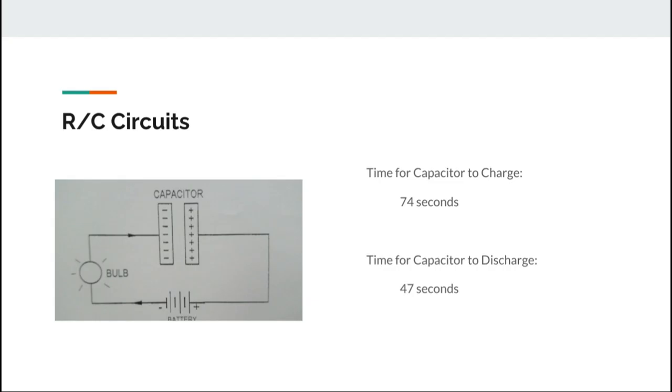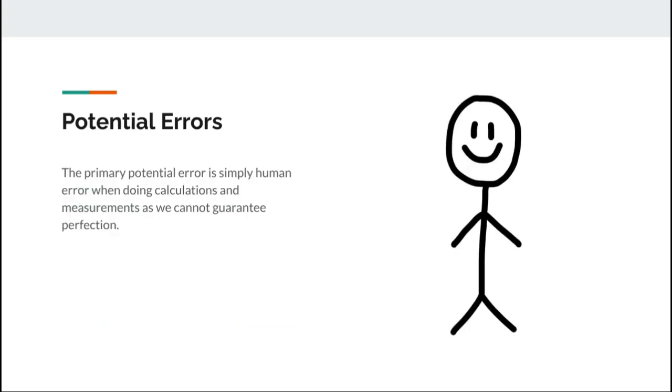And then the RC circuits, this was with the light bulb. So basically the time it took for the capacitor to charge was 74 seconds, the time it took for the discharge was 47 seconds, and this again we just simply attached the battery, the bulb, and the capacitor, and then let it charge up, disconnect the battery, and let the capacitor kind of drain away and send its energy, its voltage to the bulb. So potential errors, the primary potential error was just simply human error, not much else.